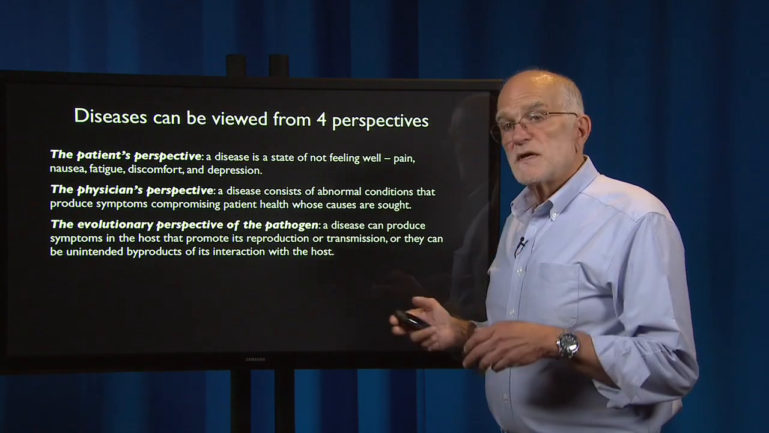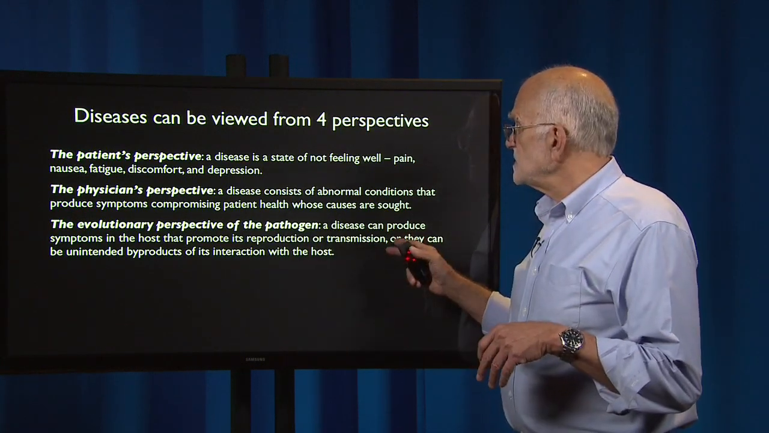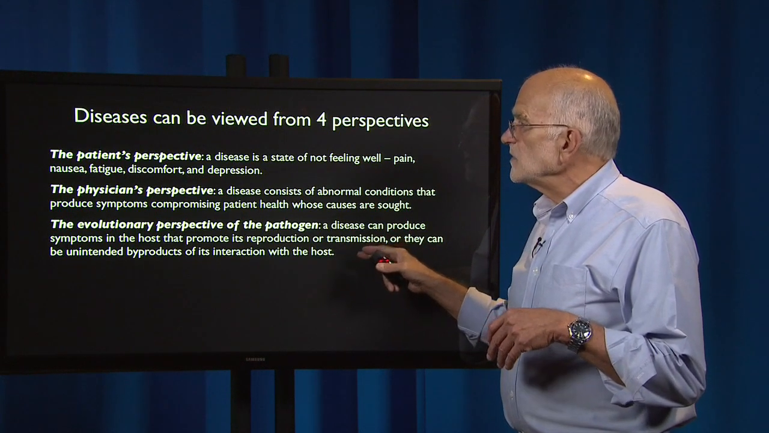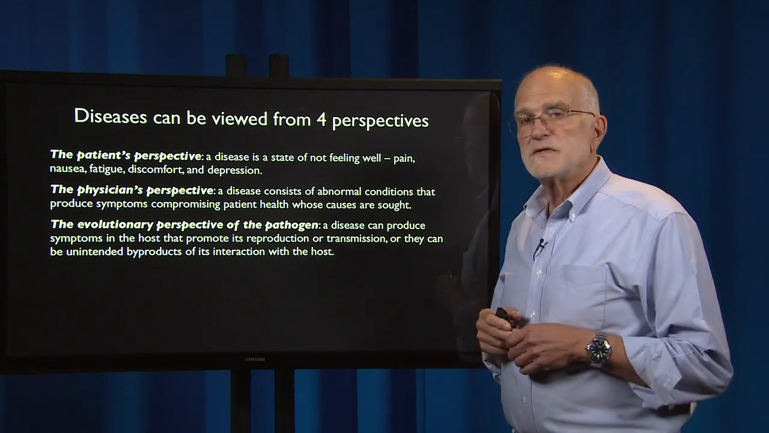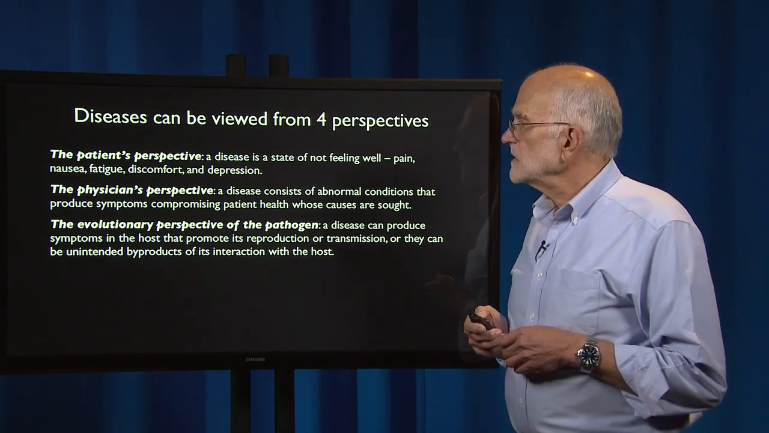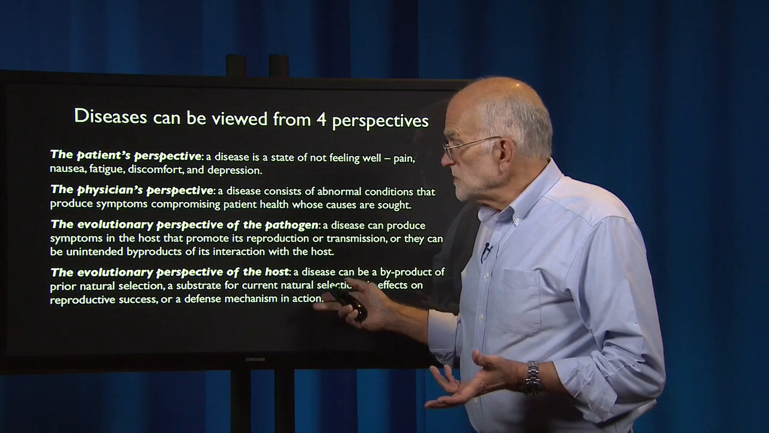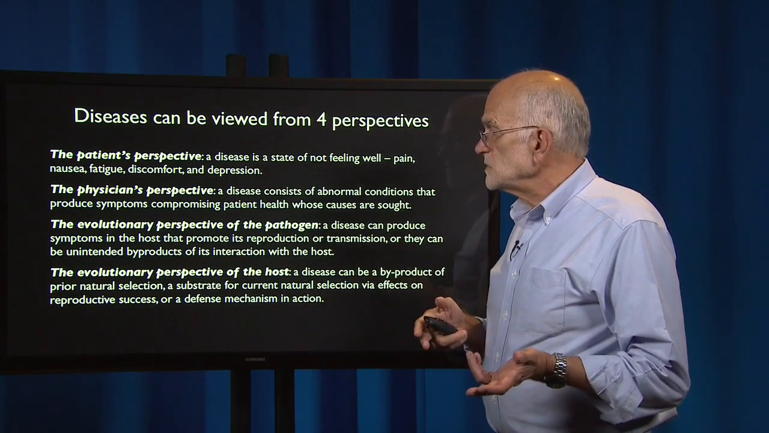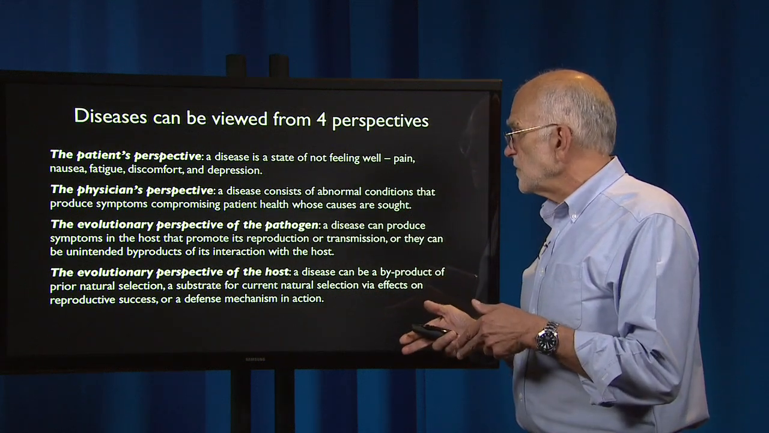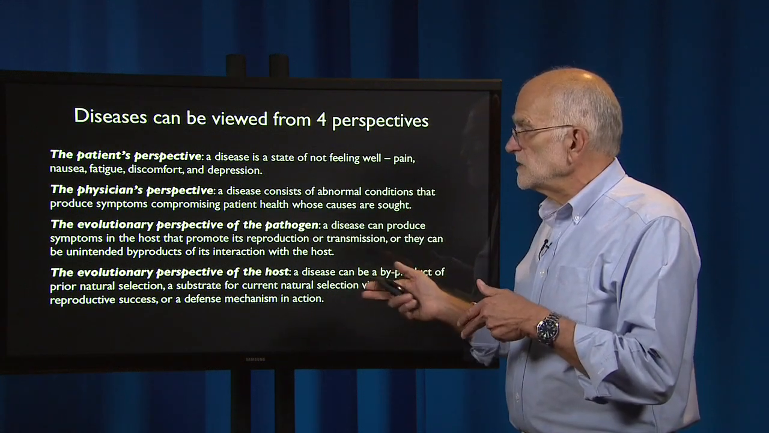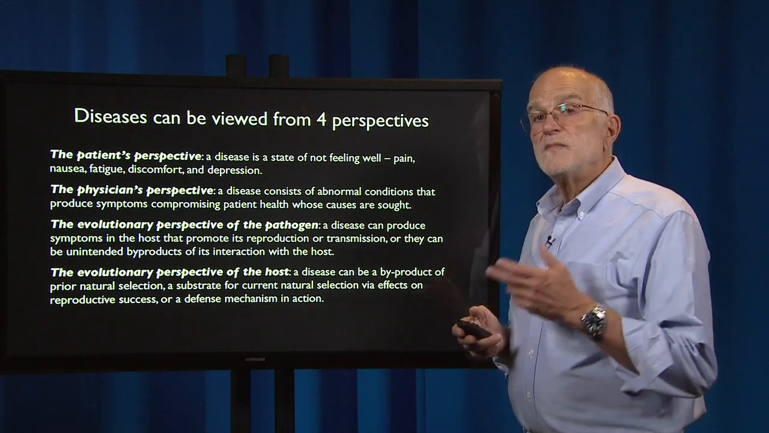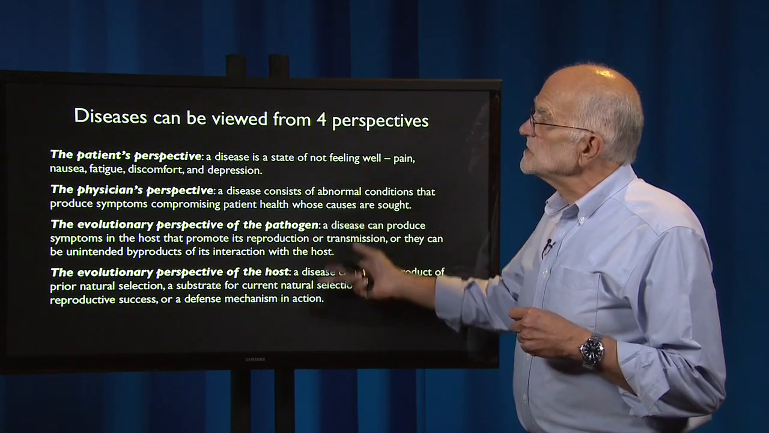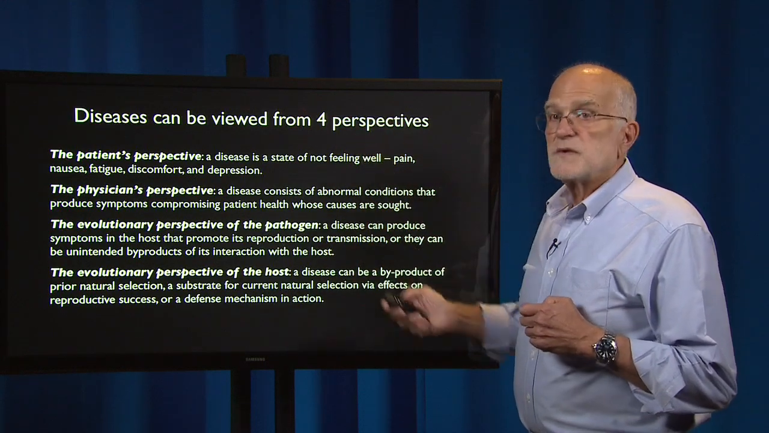The evolutionary perspective of a pathogen is that a disease can produce symptoms in the host that promote its reproduction or transmission, or they can be unintended byproducts of its interaction with the host. The evolutionary perspective of the host is that a disease can be a byproduct of prior natural selection. It can be a substrate for current natural selection via effects on reproductive success, or it can be a defense mechanism in action. So all diseases can be viewed from all four perspectives.